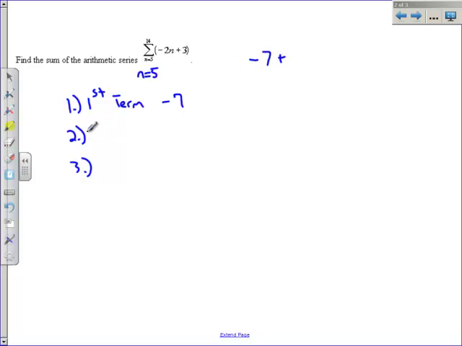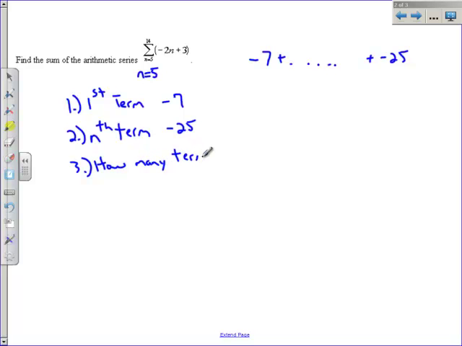Now we need to know, what is the last term, or the nth term? Here that means plug 14 in for n. That's negative 2 times 14, which is negative 28, plus 3 is negative 25. So we're going to be adding negative 7 plus dot dot dot all the way out to plus negative 25. Now what we have to answer is, how many terms are we dealing with here?